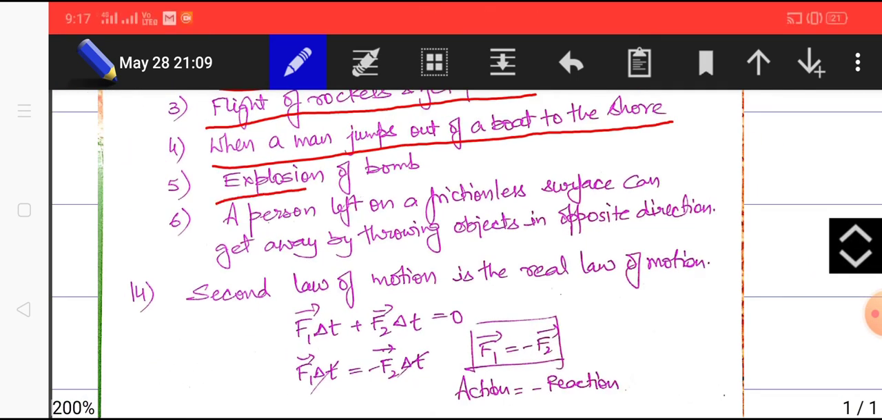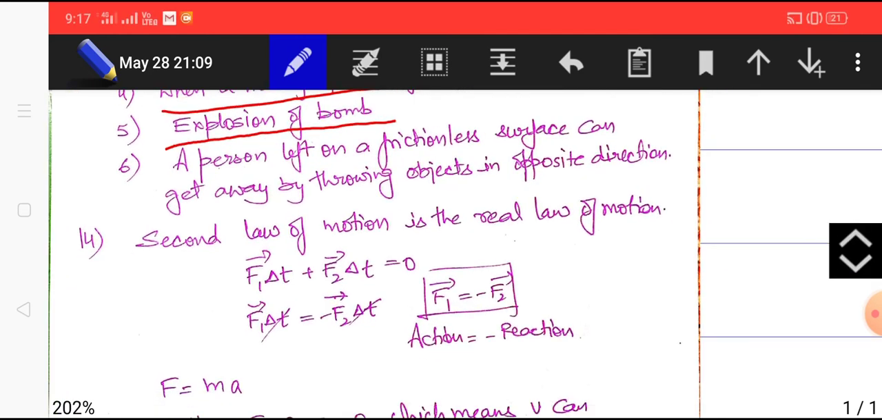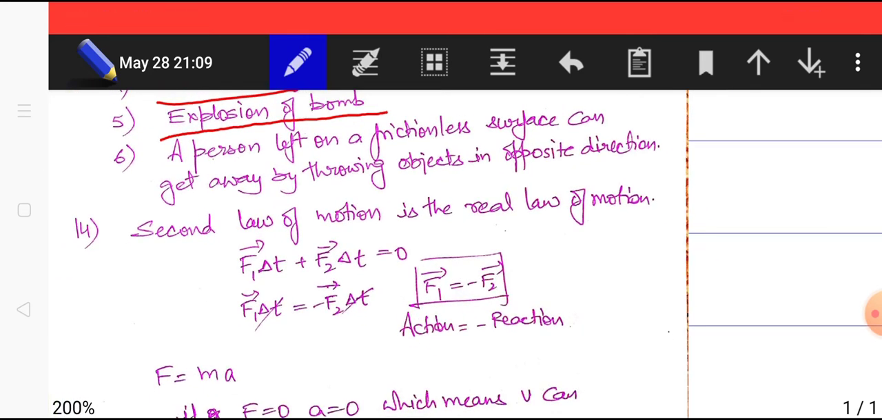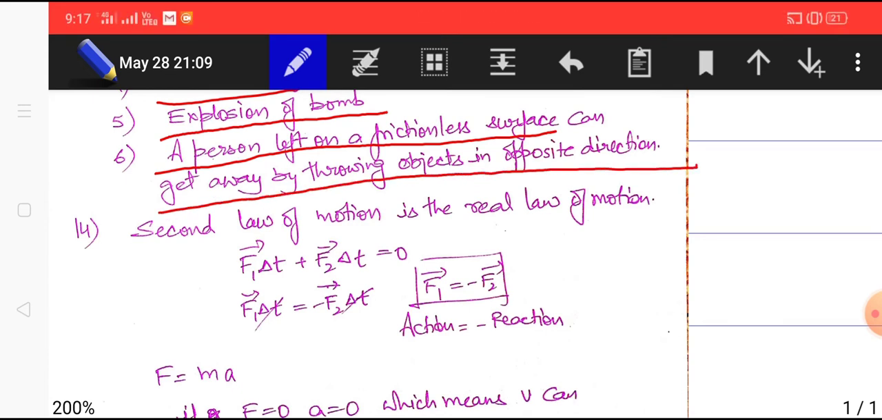When a bomb is exploded, you might have seen particles scatter in different directions. They scatter generally such that their sum of momentum is zero. If a particle is scattered on the left, then there must be some particle which is scattered on the right. Or if the particles are more than 2, they will scatter such that the vector sum of their momentum will remain zero or the same. A person, if left on a frictionless surface, can get away by throwing objects in the opposite direction using the principle of conservation of momentum.